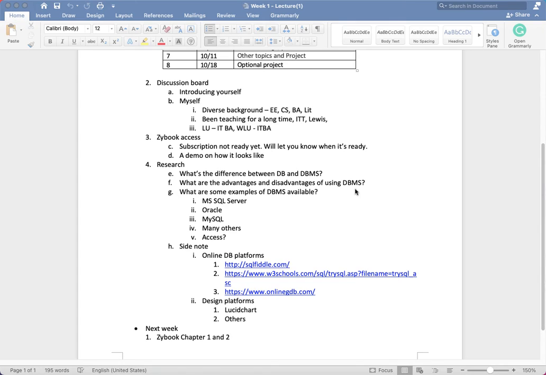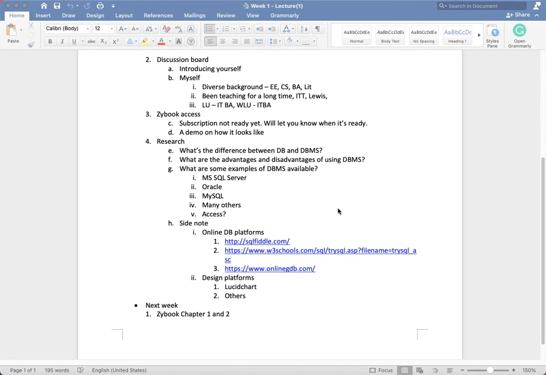Personally, I will be using Microsoft SQL Server for this course, but you are welcome to use any other ones. There are some online platforms that I'm going to use, such as SQL Fiddle, to test out some of the database setups. And there are other support websites that you can use, including these two. We'll also be using chart platforms such as Lucidchart. Of course, you're not tied down to that, but we'll be using some of that to help us design and test out the database that we're going to be designing for this term. So that's a little bit about the introduction.